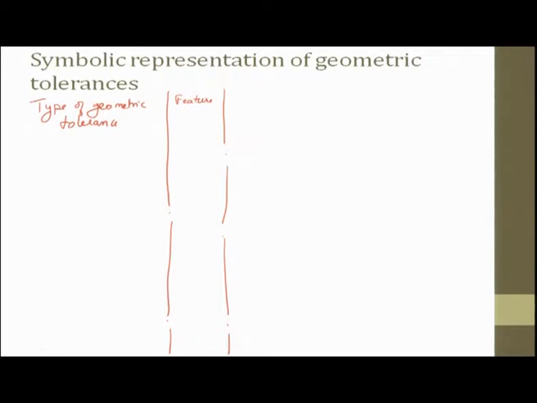Next will be the symbolic representation of geometric tolerance. So let me write down the type of geometric tolerance. The next one is going to be the feature. The next one is going to be the symbol.